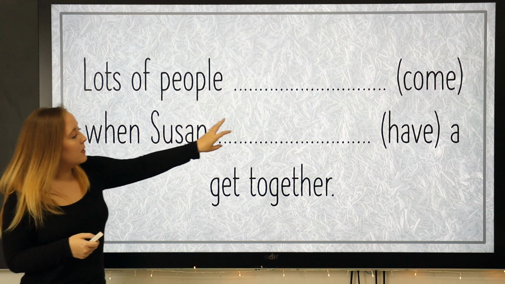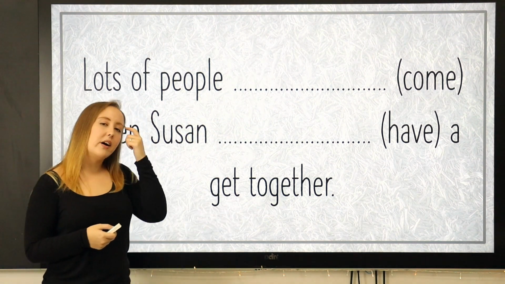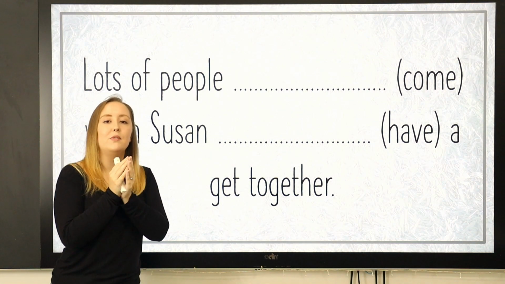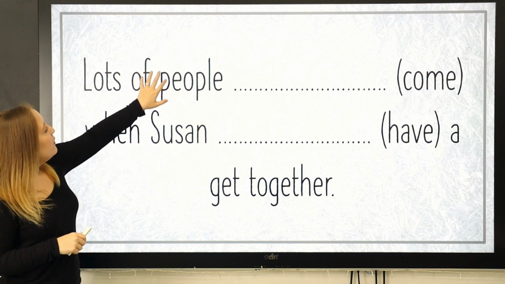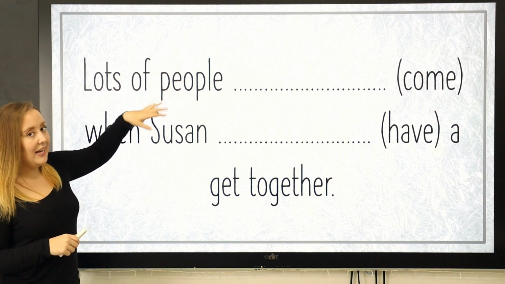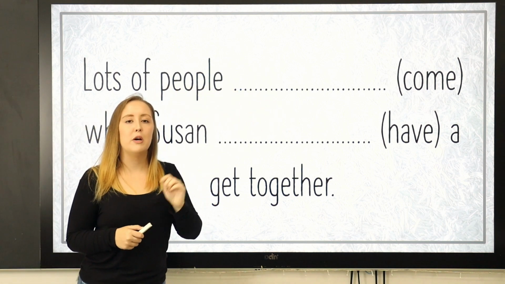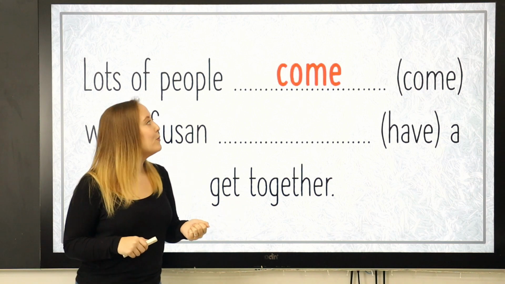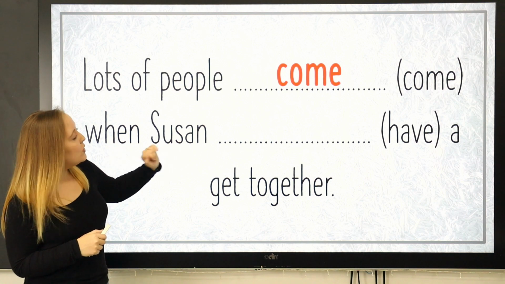When Susan a get-together. A get-together, this means to have a party or where a group of people come together to enjoy a social event. So if we have the personal pronoun they, a lot of people, how do we change the form of the verb to make it present simple? Great. Actually, we don't change it. It's still come. Lots of people come when Susan.